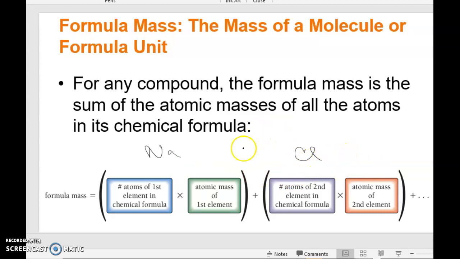If I have, say, H2O, so H2 and O, I would get the atomic mass of hydrogen times 2 and add it to the atomic mass of 1 oxygen. All right, you can try that on your own, and that is the end of this section. Great job.